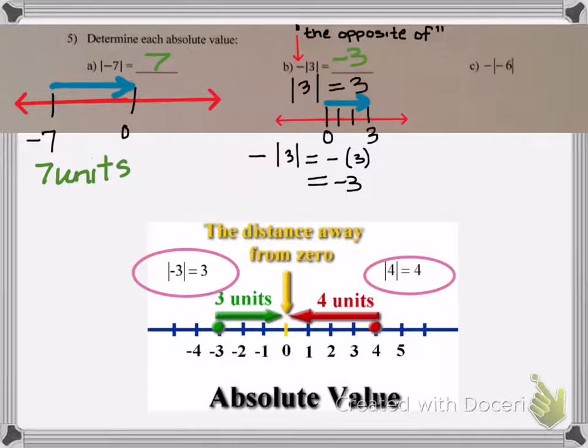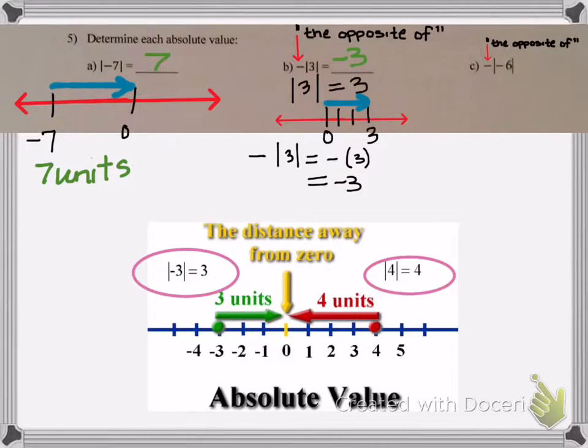Finally, part C, again, you have to make sure you're reading this correctly. That first negative sign means the opposite of. So this says the opposite of the absolute value of negative 6. You have to make sure you don't make a common mistake here, which is to look at those two negative signs and think they turn into a positive. That's not the correct way to do this.